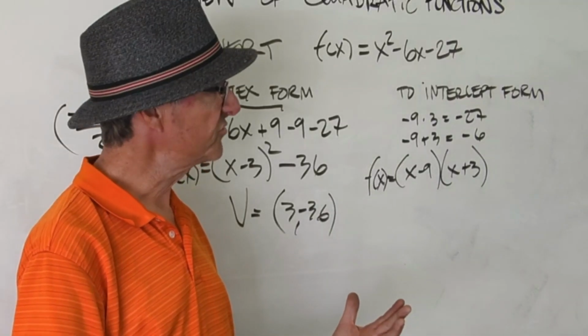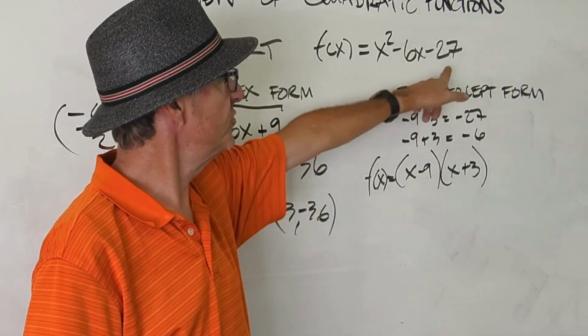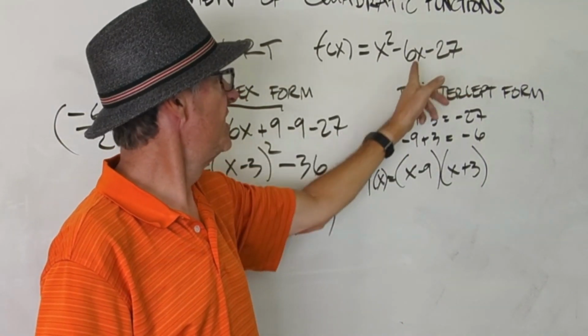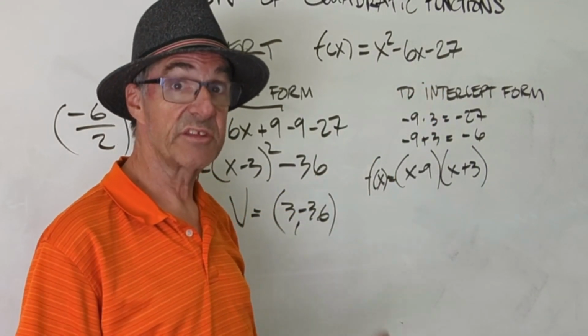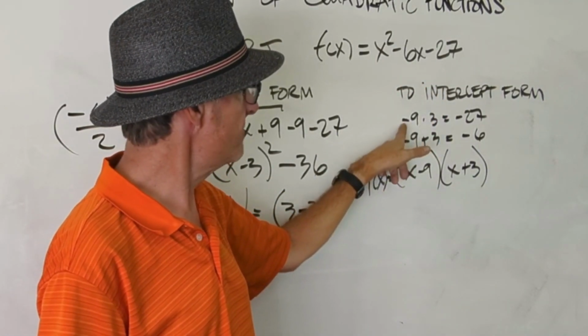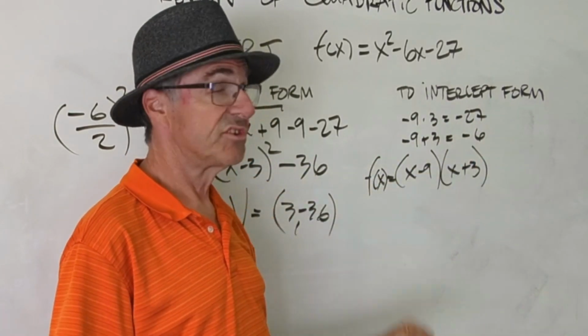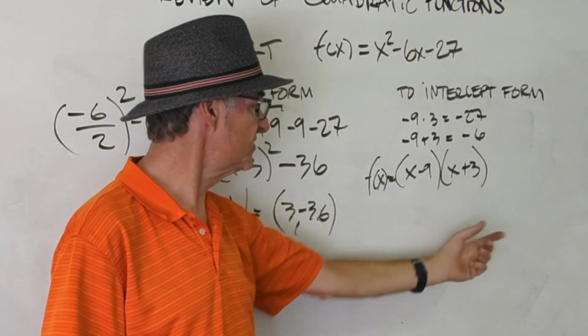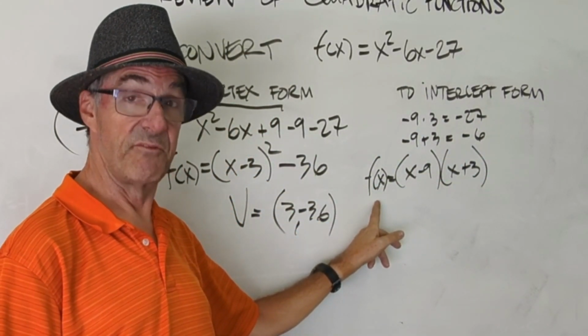So this one was pretty straightforward as well. I'm looking for two numbers that multiply to negative 27 that add to negative 6. This is a product-sum factoring problem. So I got minus 9 and 3, and that does the trick. So then these are my two factors. So here is my intercept form.